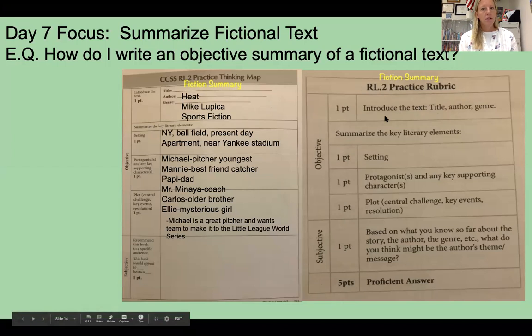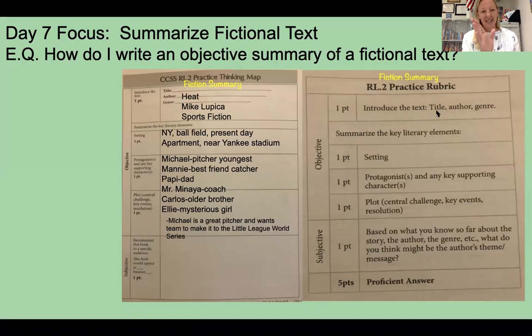We want to make sure that our summary introduces the text. So we need to include the title, author, and genre. We know that authors and titles always get capitalized, and titles actually get italicized. That's that slanted I, so your words should be slanted.